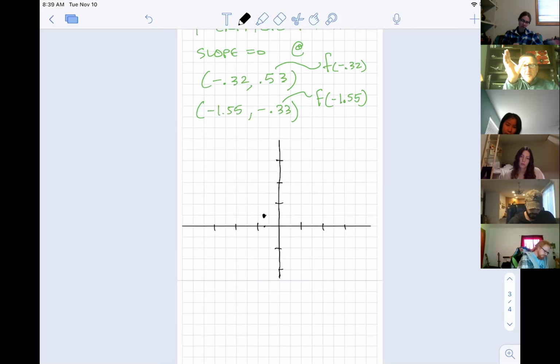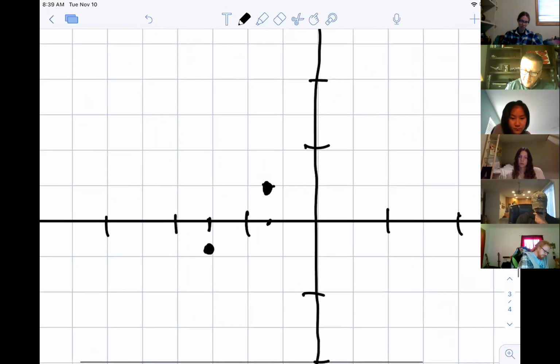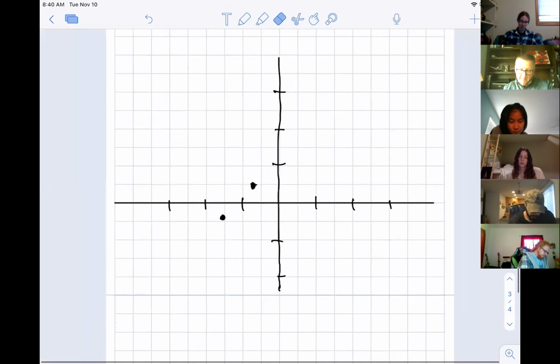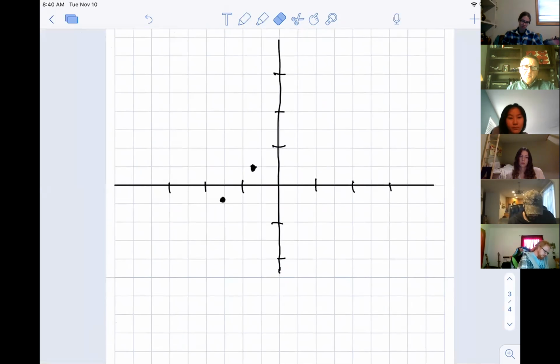Now at this point, I don't know, is that concave up or concave down? I don't know that yet. And then negative 1.55 would be about there, and then negative 0.33 would be down, so it'd be about right there. Now I'm kind of thinking, I wish this was even bigger. I wish I'd made my graph even bigger. Get rid of those little distracting marks. So can you tell what the graph looks like now?